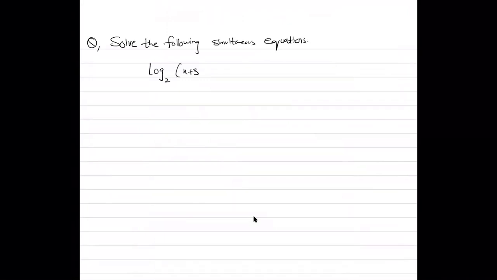Now let's try another question. Solve the following simultaneous equations. Log to the base 2 of x plus 3 equals 2 plus log to the base 2 of y, and log to the base 2 of x plus y equals 3. These are the two equations. I want you to solve them simultaneously.